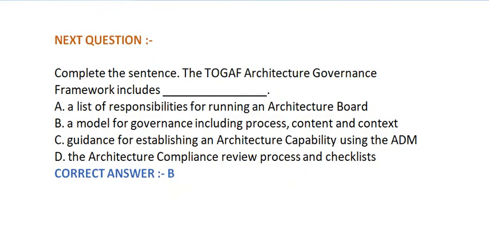Complete the sentence. The TOGAF architecture governance framework includes option A, a list of responsibilities for running an architecture board, option B, a model for governance including process, content, and context. Option C, guidance for establishing an architecture capability using the ADM. And option D, the architecture compliance review process and checklists. And the correct answer is option B.